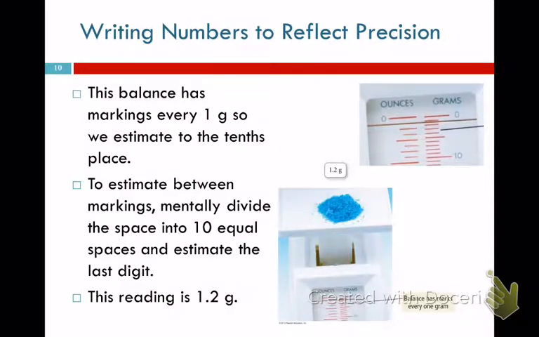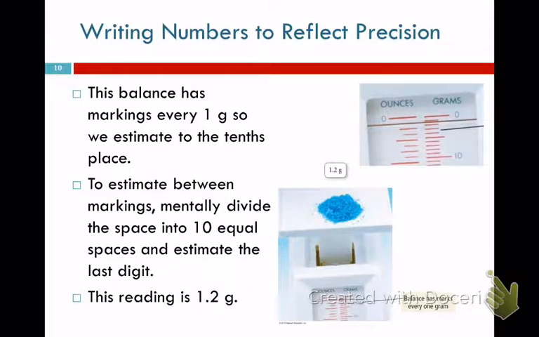Oh, by the way, that is my kitchen scale. See, it's between the marks. That's what it comes to. So this balance has markings every gram or so, right? So how do I know that? Well, this is 0, 1, 2, 3, 4, 5, 6, 7, 8, 9, 10. And it says gram, so I know it's got gram markings on it.